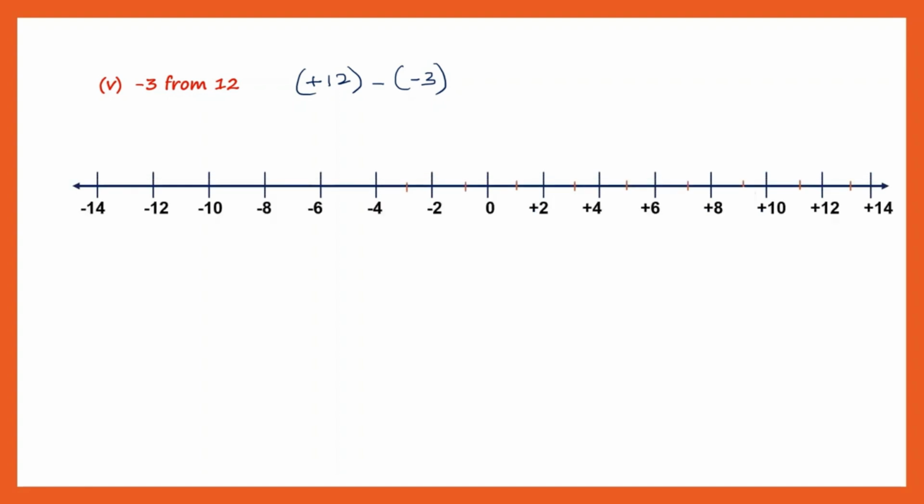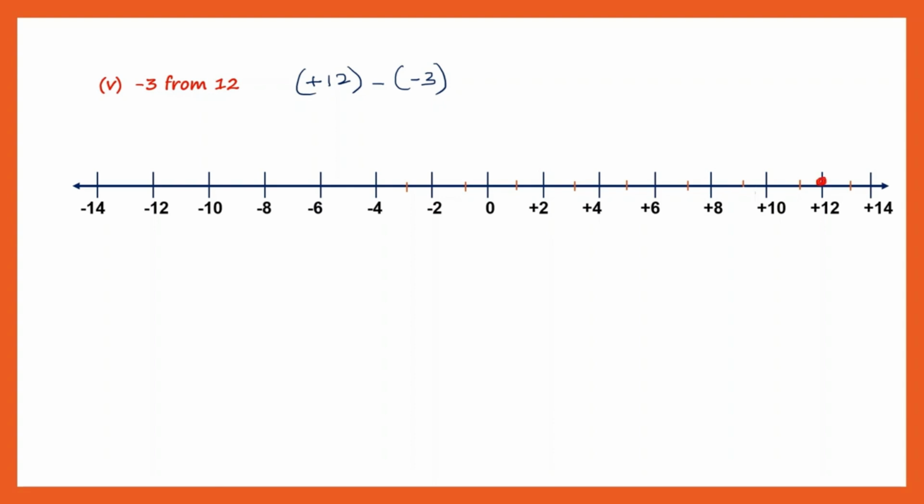Subtract minus 3 from 12. So the first step, we're going to write the question once again. We rewrite the question by writing what comes after from first, minus 3. So now we have both the integers plus 12 and minus 3. Let's draw a number line with the numbers and show these two numbers on the number line. So let's mark plus 12 on the number line. So first let's mark plus 12 here, which is on the right of 0.